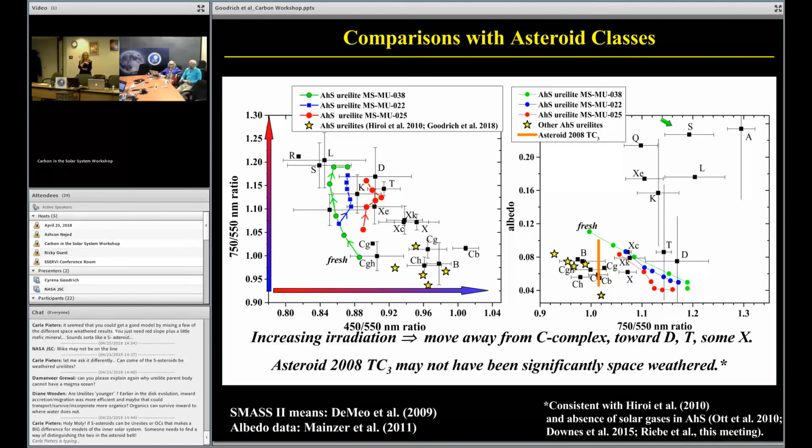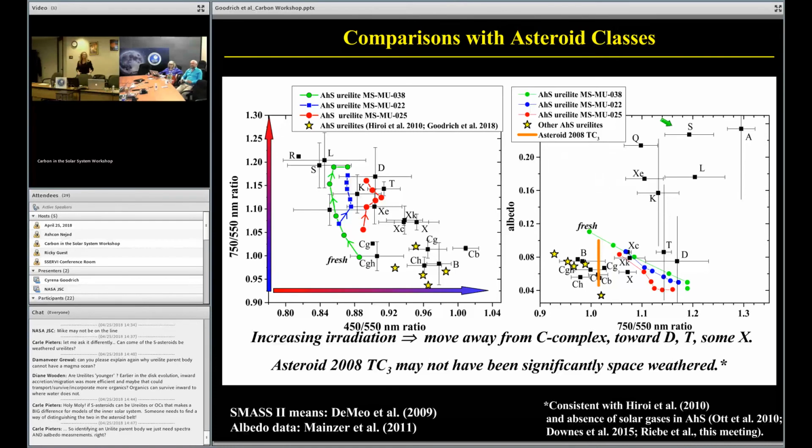Bill, I would like to hear your thoughts on where the ureilites accreted and why they have so much carbon. I don't know. I'm very confused.